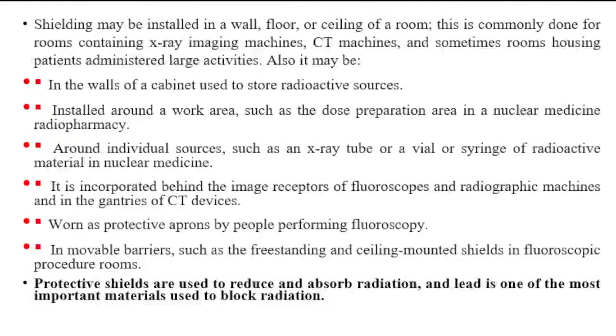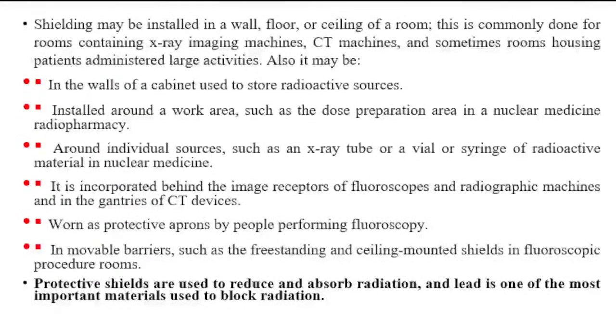So shielding may be installed in a wall, floor, or ceiling of a room. So you can enter a room like this and already have some shielding materials to reduce exposure to the radiation source. This is commonly done for rooms containing X-ray imaging machines, CT machines, and sometimes rooms housing patients administered large activities.